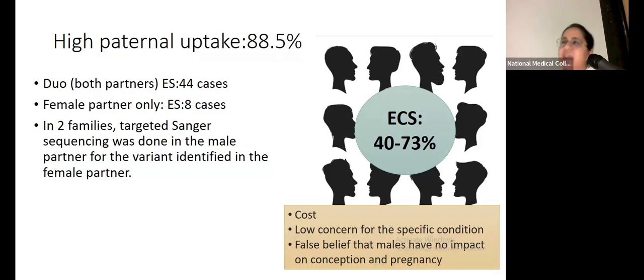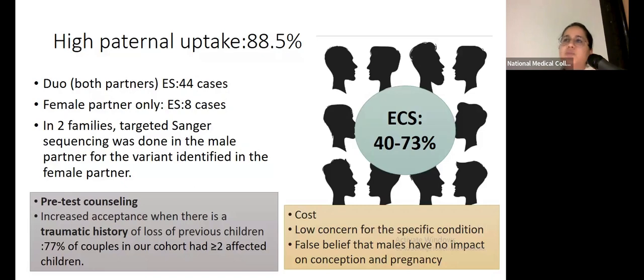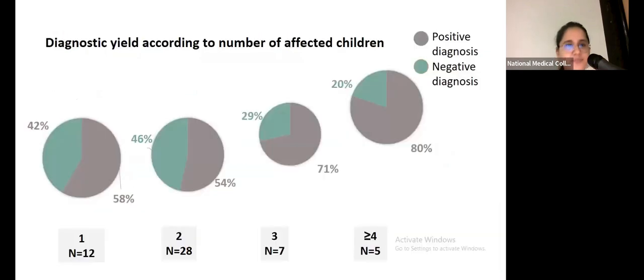But why do we have such a good uptake? The reason could be our pre-test counseling. The couple comes to us to ensure that the male also undergoes counseling. There's also increased acceptance when there's a traumatic history of loss of previous children. 77% of couples in our cohort have more than 2 affected children with the same disorder. This makes the couple realize that the etiology may be genetic, and if you're planning the next pregnancy, both the husband and wife need to be tested.